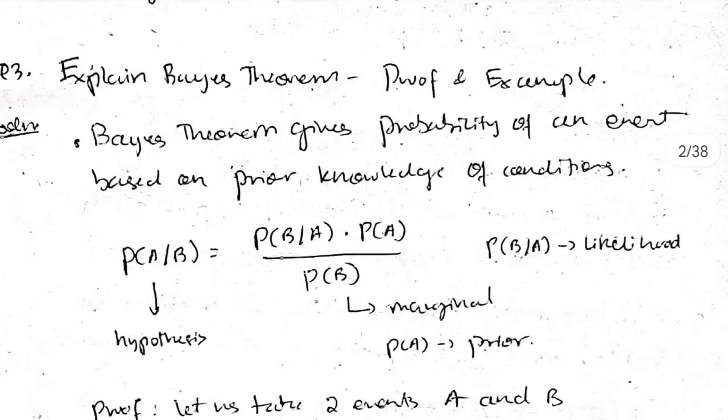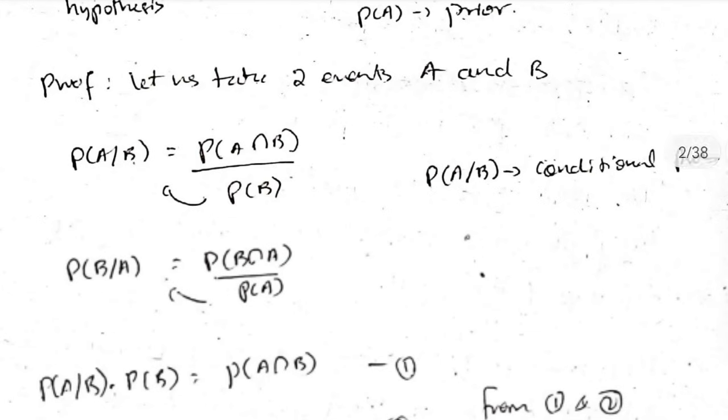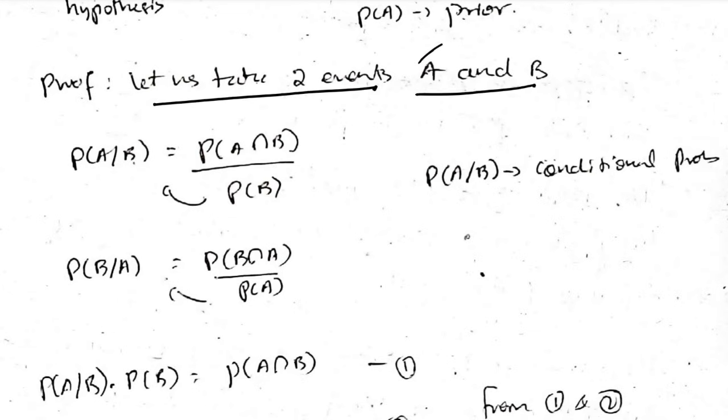Now let's talk about the proof. After that, we will take an example as well. In the proof, let's take two events A and B. If we use the same formula which I have mentioned above for writing the probabilities of A given B has occurred and probability of B given A has occurred, it will look as follows.